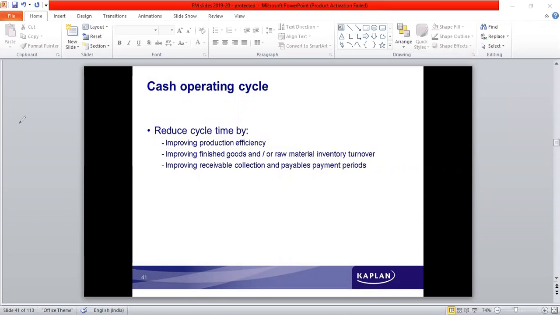Why should we think about reducing the operating cycle? That is important here. So the operating cycle has various stages. How can we reduce the cycle time?